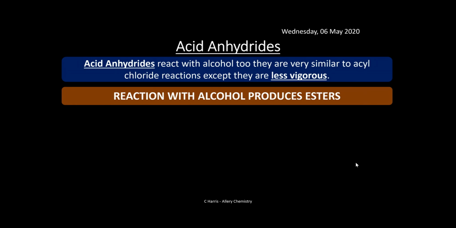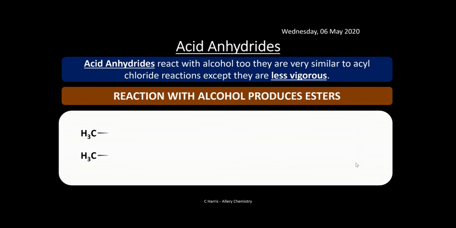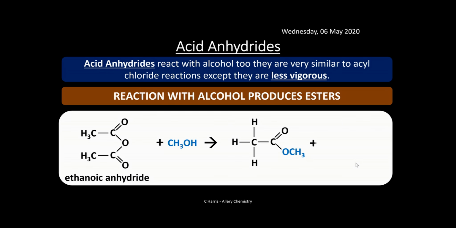So anhydrides do react with alcohol as well. Very similar to acyl chloride reactions, but they're less vigorous. They're nowhere near as reactive. So let's have a look. There's our acid anhydride. This is ethanoic anhydride that we looked at before, and it's going to react with our alcohol. In this case, we're going to react it with methanol, and what we produce is methyl ethanoate.